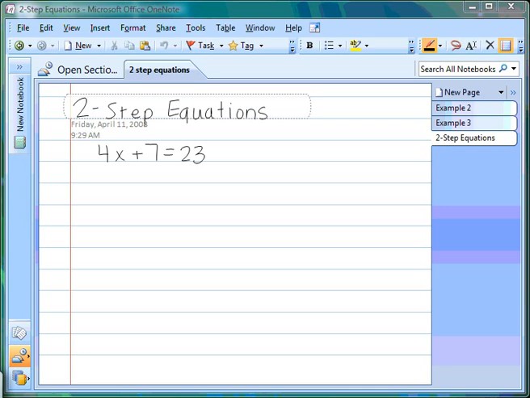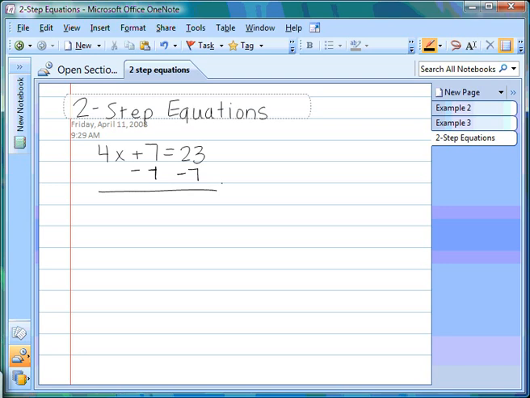First example is 4x plus 7 equals 23. The first thing we need to do is find where the variable is. Variable is over on this left side. And we need to look at the numbers that go along with it. We have a 4 that's multiplied and we have a 7 that's added. When you're doing two-step equations, you start with the addition and subtraction. You need to get rid of those numbers first. So we're going to subtract 7 on both sides of the equation.